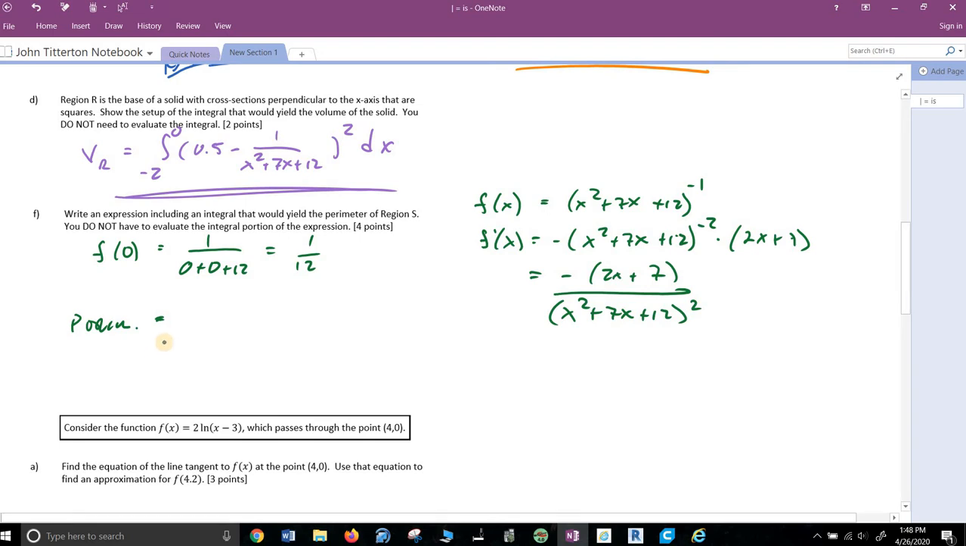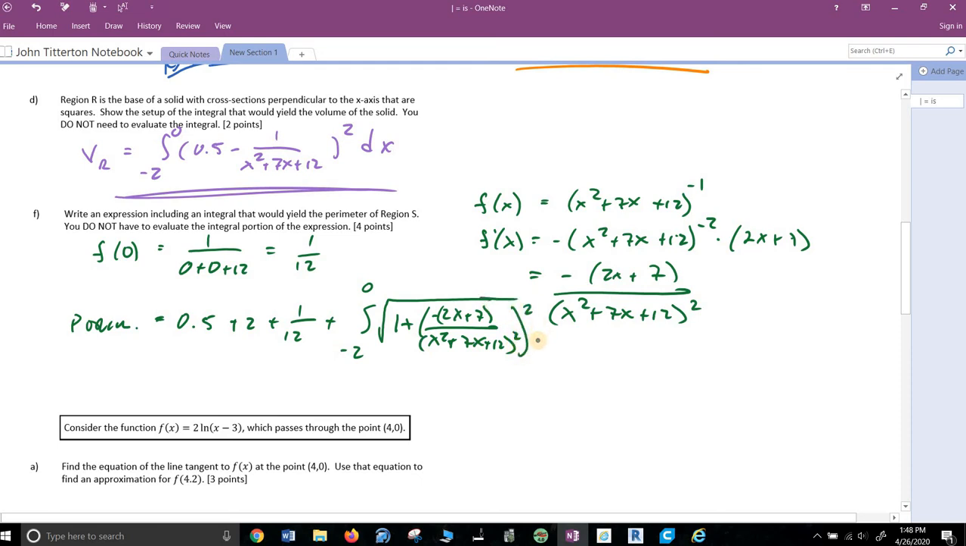Interesting. All right, so the perimeter is that 0.5 piece plus the 2 piece plus the 1/12 piece plus the length integral. You go from -2 to 0, square root of 1 plus that thing squared. So, even though I don't need the negative, 2x plus 7, x squared plus 7x plus 12 squared dx. That got messy. My apologies. All right. On to the next problem, which oddly enough is a problem that you can mess with.